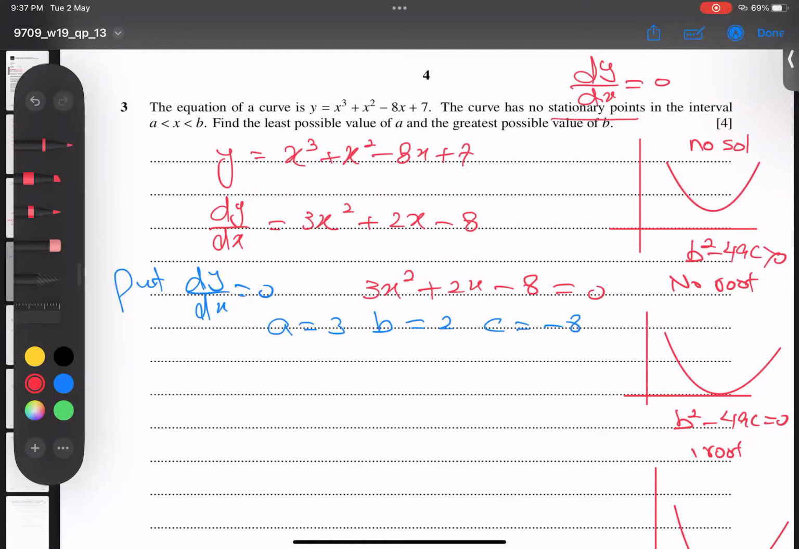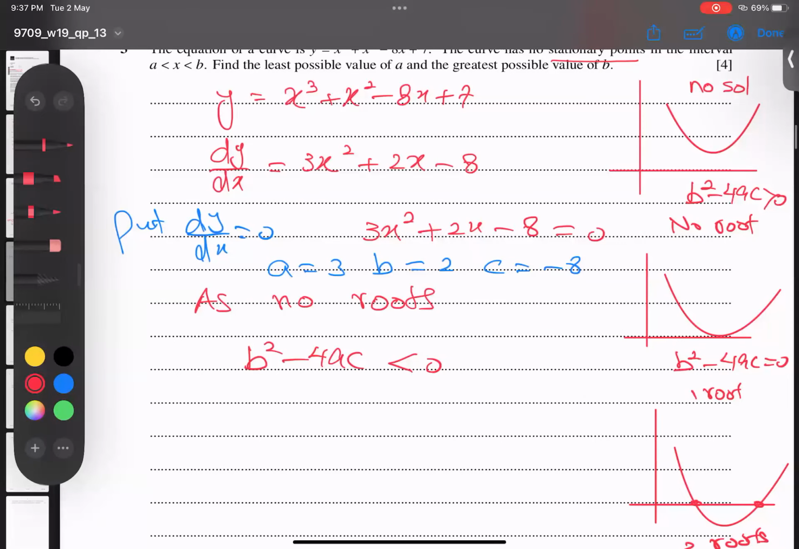So as no roots are there, b squared minus 4ac is less than 0. I'm applying b value is 2, 4 times a is 3, c is minus 8.